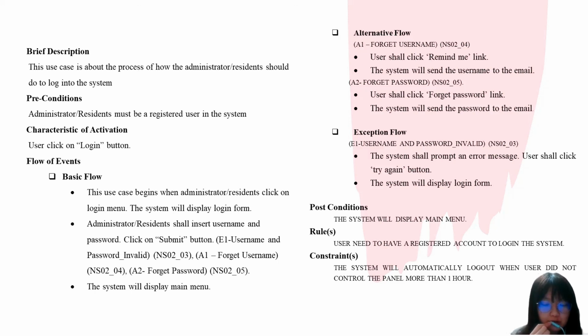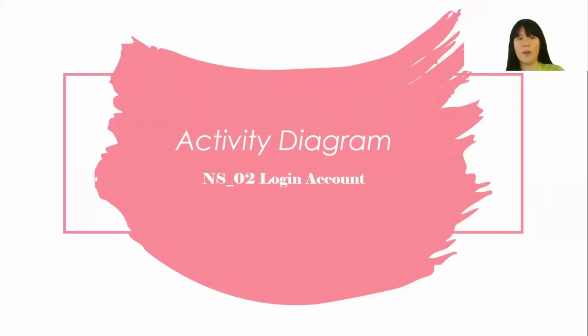The post condition for this use case is that the system will display the main menu. The rule for this use case is that the user needs to have a registered account to log in to the system, and the constraint is that the system will automatically log out when the user does not control the panel for more than 1 hour. Thank you. Last is the activity diagram of login account.